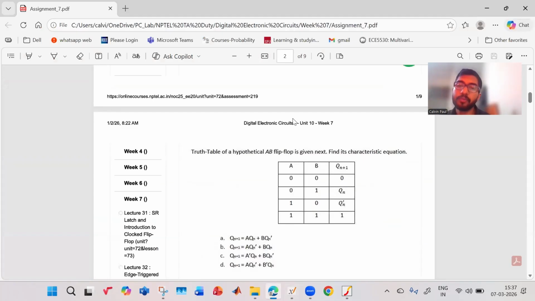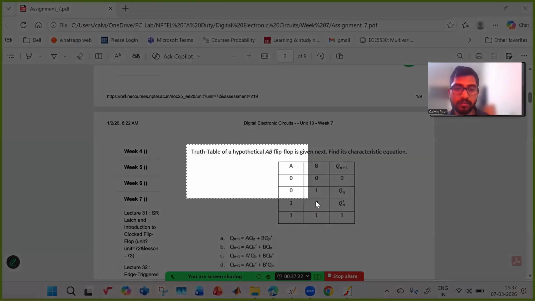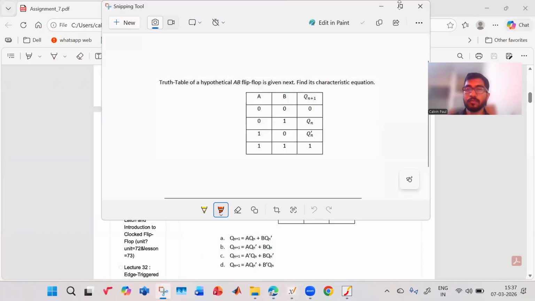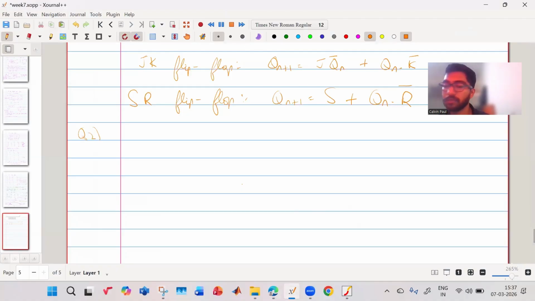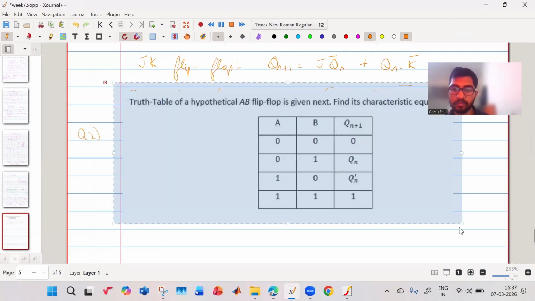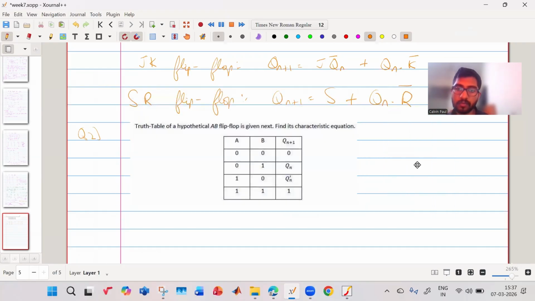Question 2. This is the truth table of a hypothetical AB flip flop. Find its characteristic equation. We are given a hypothetical AB flip flop. It is a flip flop which we have never studied, we have not heard of, but we have to find its characteristic equation.